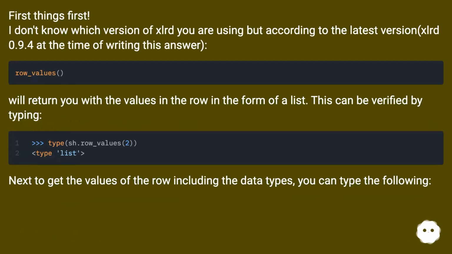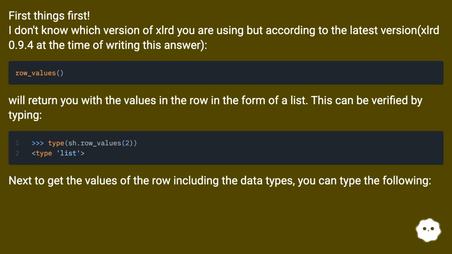First things first. I don't know which version of Xlrd you are using, but according to the latest version, Xlrd 0.9.4 at the time of writing this answer, will return you the values in the row in the form of a list. This can be verified by typing.